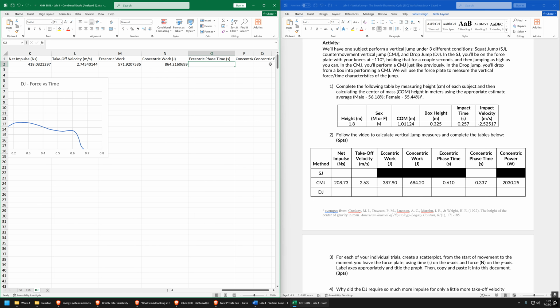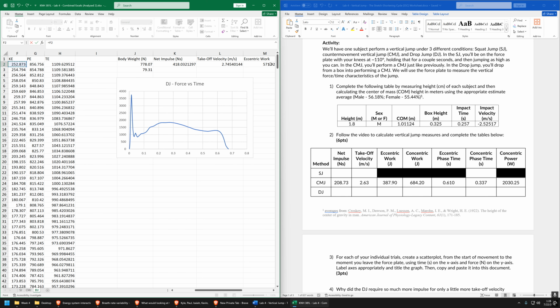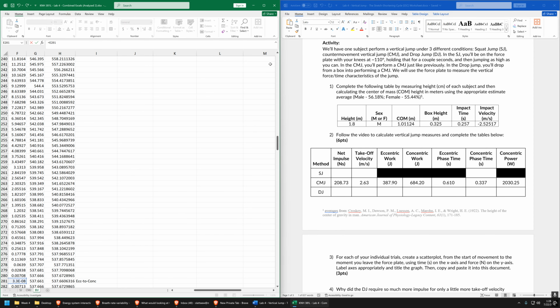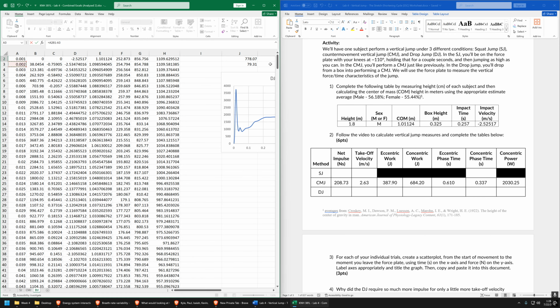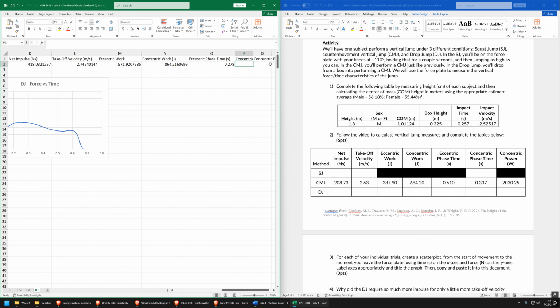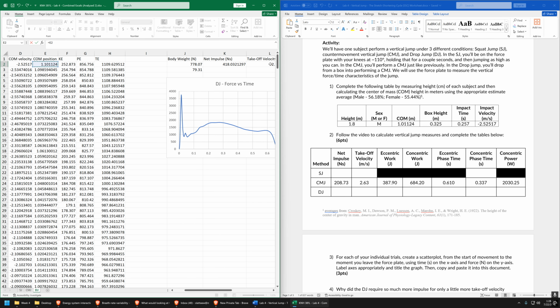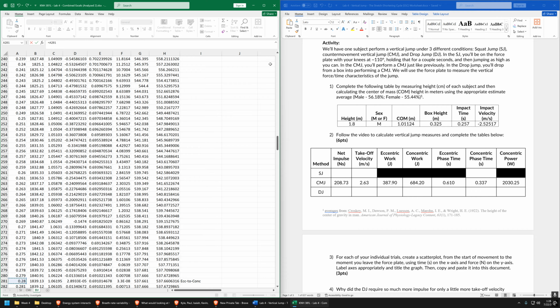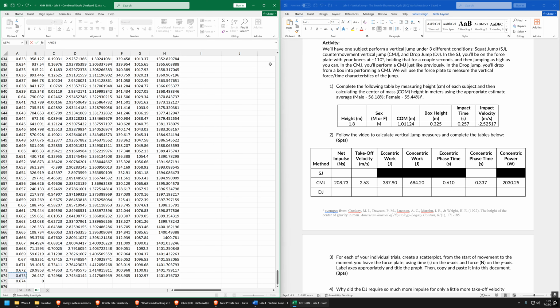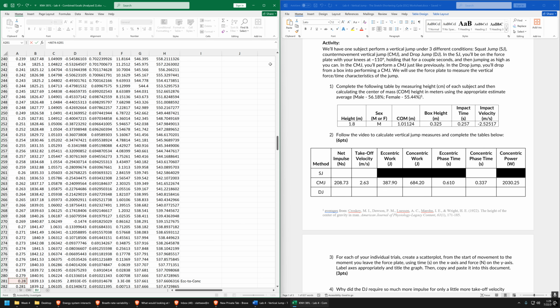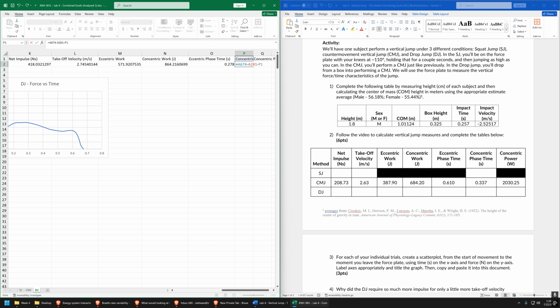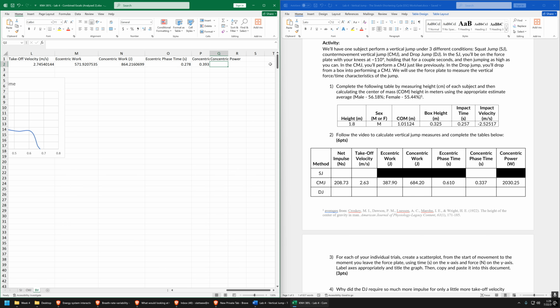Okay, so we have eccentric phase time. How long was that eccentric phase? We use the time when I first touch the force plate, subtracted. Then concentric phase time, so how long was that? That's the last measurement before I leave the plate, subtracted from the eccentric to concentric transition. Whoops, accidentally added another minus sign in there.